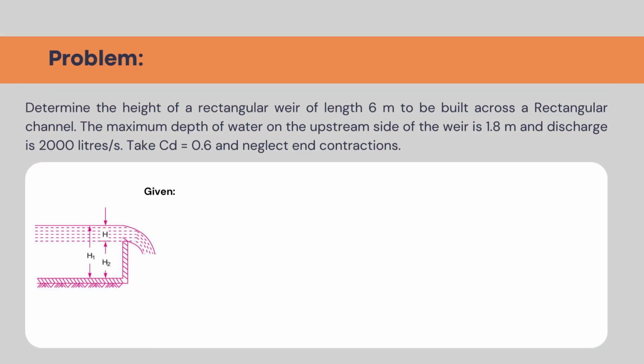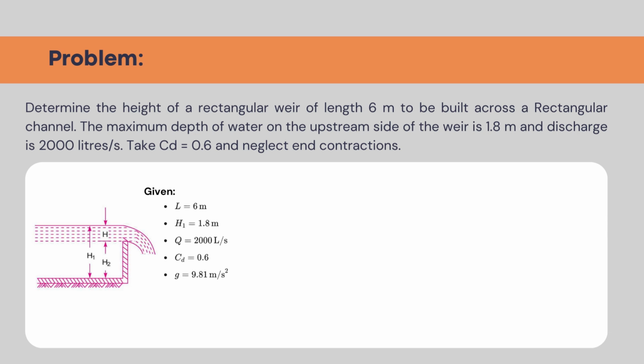First, here's a diagram to help visualize the problem. In the diagram, we have H sub 1, the maximum depth of water on the upstream side of the weir, which is 1.8 meters. H sub 2 is the height of the weir that we need to determine, and H is the height of the water above the crest of the weir.